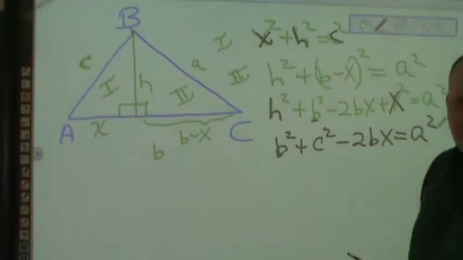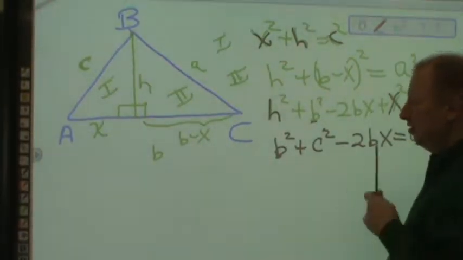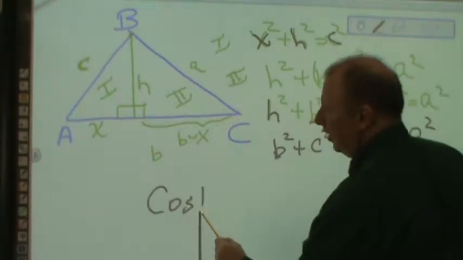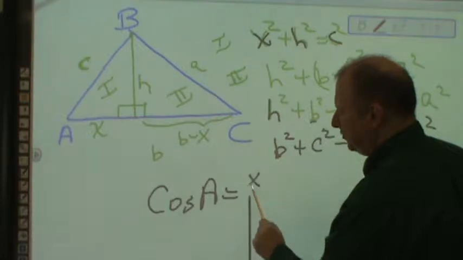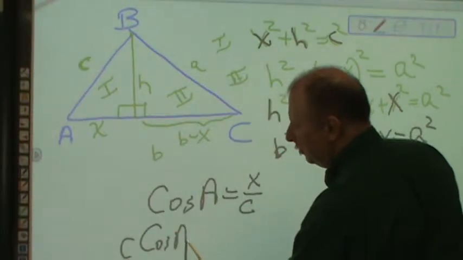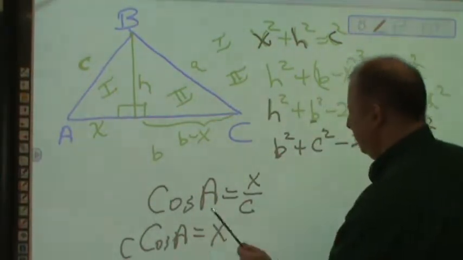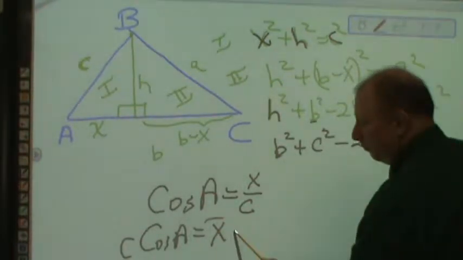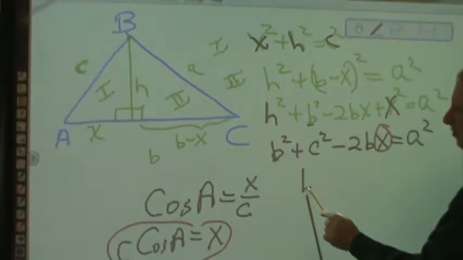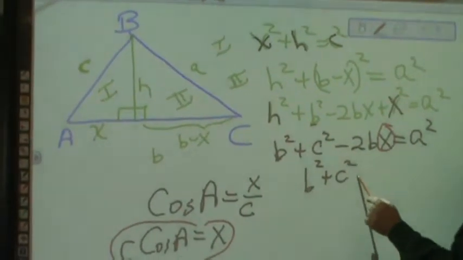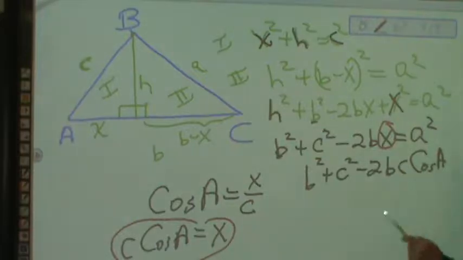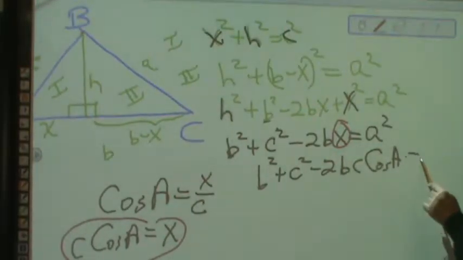But if you look at the original, we didn't have an x. I put in that x. So let's look at a way we can get rid of the x. I do know cosine of A is equal to x over c. So I can say c cosine A is x. By substitution, I can now say b squared plus c squared minus 2bc cosine of A is equal to a squared.